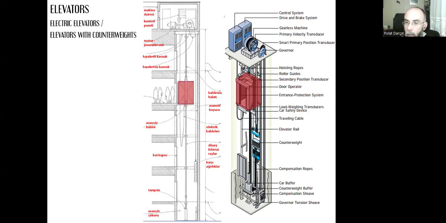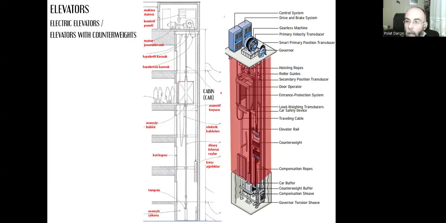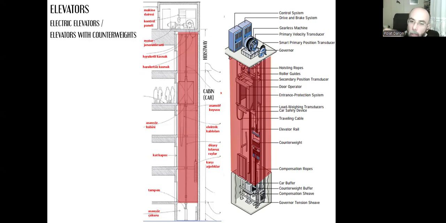First, we have the cabin here on the section. It can be called a car as well. It's the moving platform or closed small room, and it moves through a gap. That gap goes from the lower level of the building to the upper level of the building, like a well. It's called a hoistway, an empty vertical gap, so that the cabin can move freely.